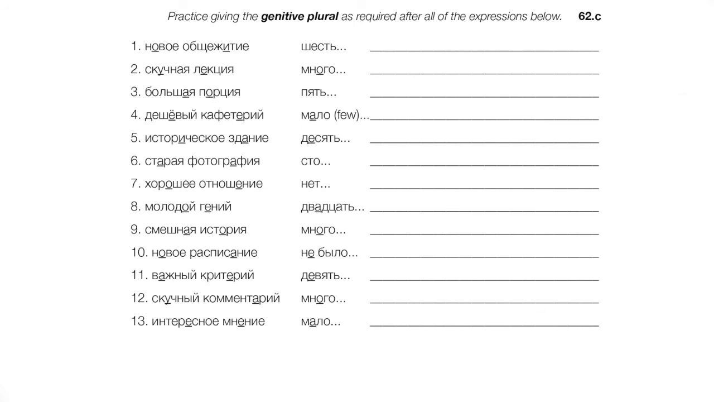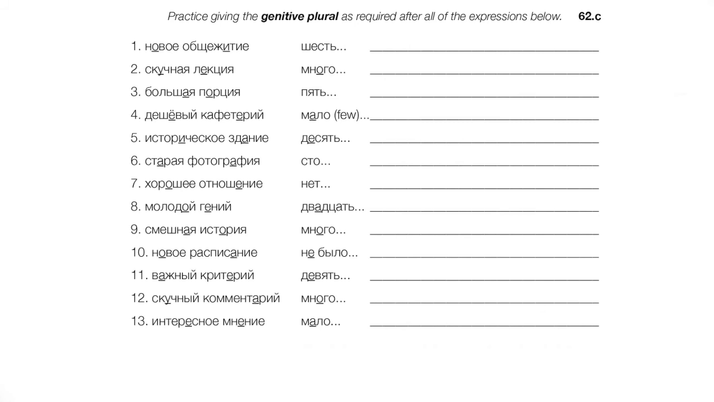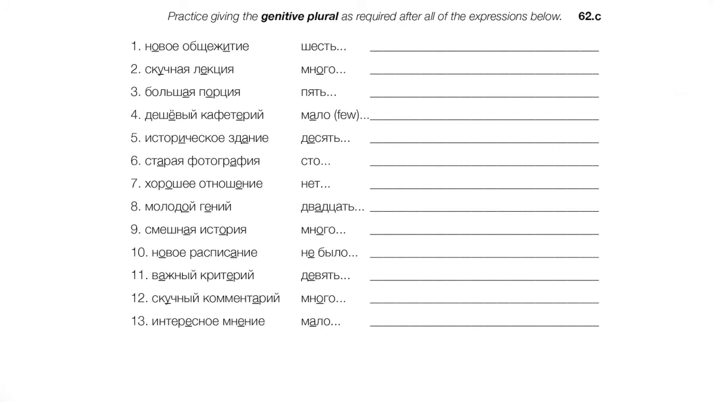Okay, let's practice the genitive plural here. Again, same thing, but with special softs. Six new dorms, шесть новых общежитий. Okay, so once you know the pattern here, it's pretty easy. A lot of boring lectures, много скучных лекций. Five large portions, пять больших порций. Four, a few or not many cheap cafeterias. Мало дешевых кафетериев. Okay, or we could say inexpensive cafeterias. Now remember, the normal word for a cafeteria in Russian would be столовая, in which case we'd say мало дешевых столовых. But again, cafeteria is just here as an example of the relatively unusual special soft masculine pattern.